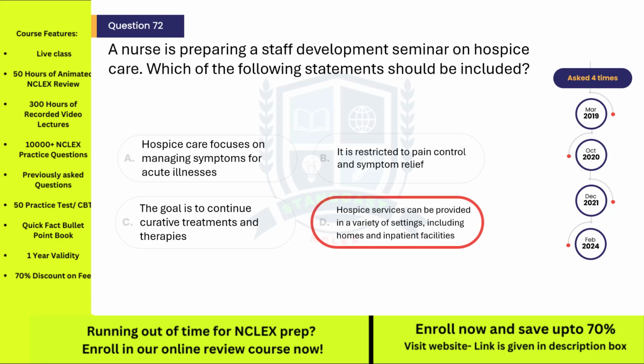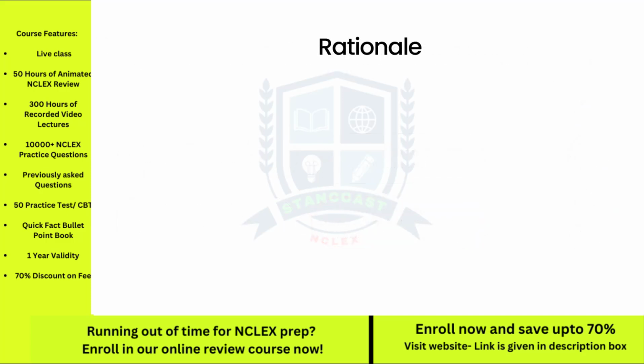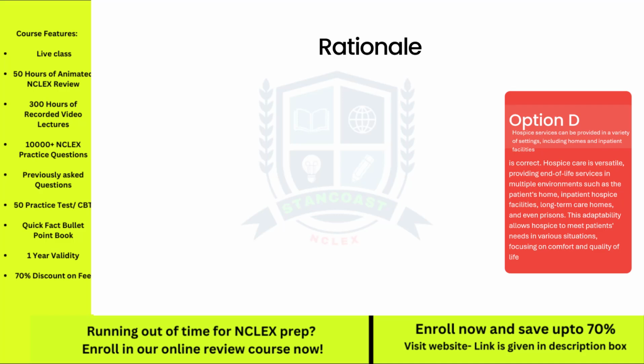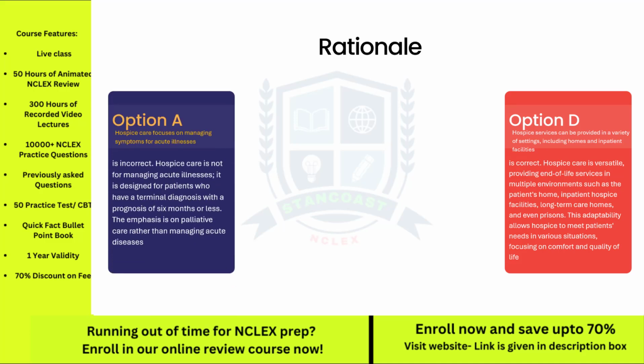The correct answer is D. Hospice services can be provided in a variety of settings, including homes and inpatient facilities. D is correct. Hospice care is versatile, providing end-of-life services in multiple environments, such as the patient's home, inpatient hospice facilities, long-term care homes, and even prisons. This adaptability allows hospice to meet patients' needs in various situations, focusing on comfort and quality of life.